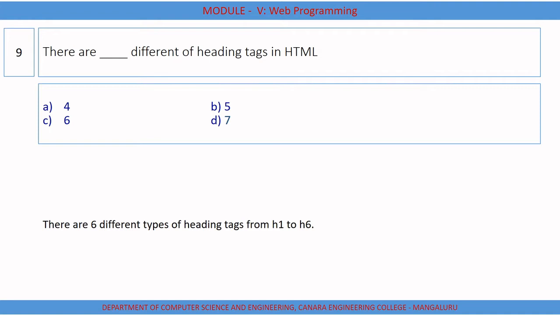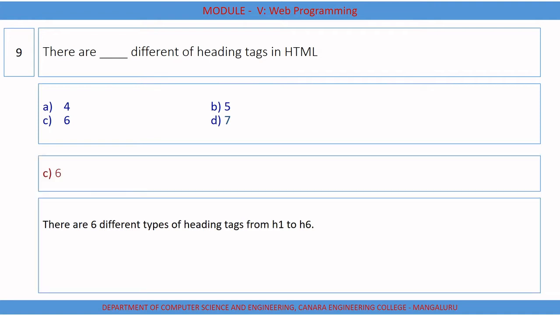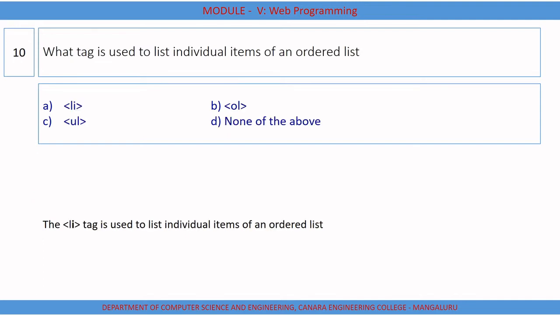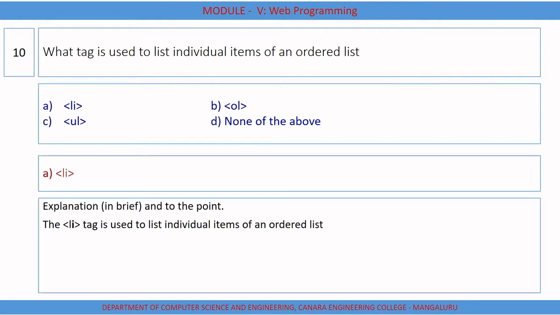In HTML, there are 6 different types of heading tags: H1, H2, H3, H4, H5, H6. So answer is C. To list individual items in an ordered list, the answer is LI, list item. So A.